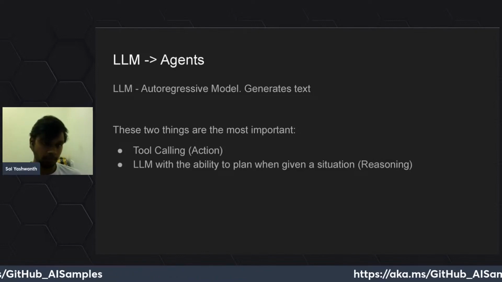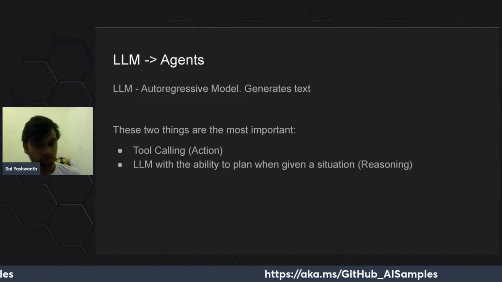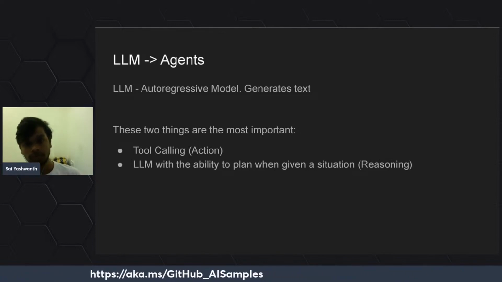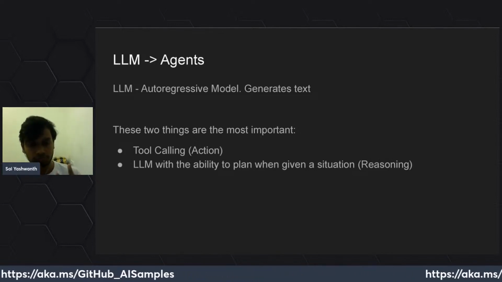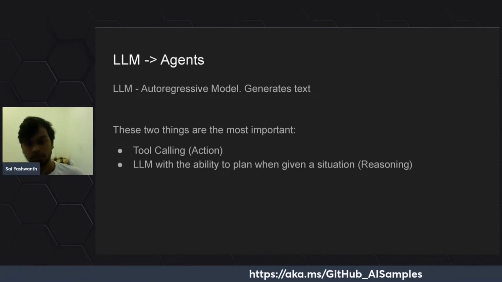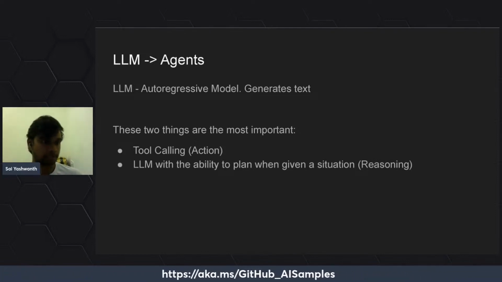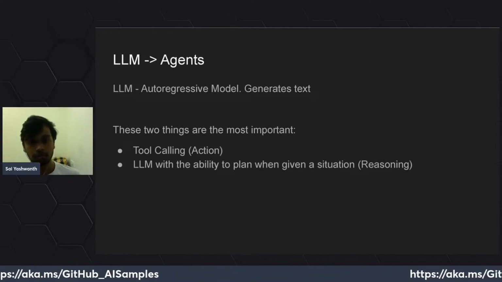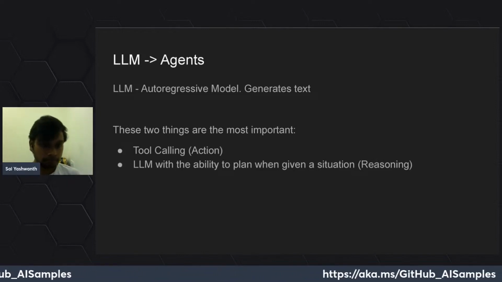How will you do that from an ML model which is designed to generate text? So there are two ways of doing it. One is you give two powerful weapons to your LLM. One is the ability to plan. Another one is the ability to take actions. So there are two concepts which are very important: tool calling and reasoning.